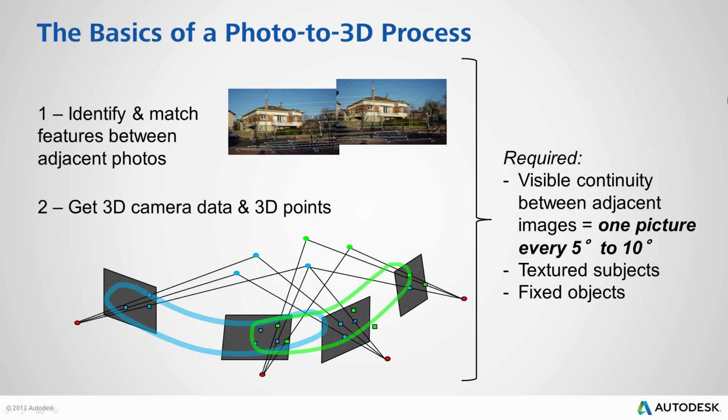But there are a few rules that you need to understand. In order to get a good 3D model, you have to take the right photos. No magic can happen if you don't have a consistent set of information in the adjacent photos. So we really recommend one picture every 5 to 10 degrees.